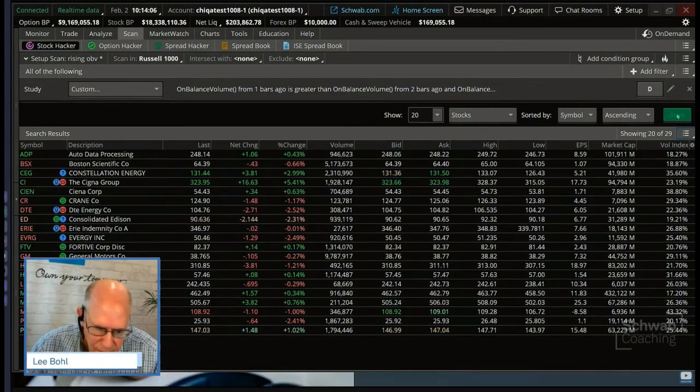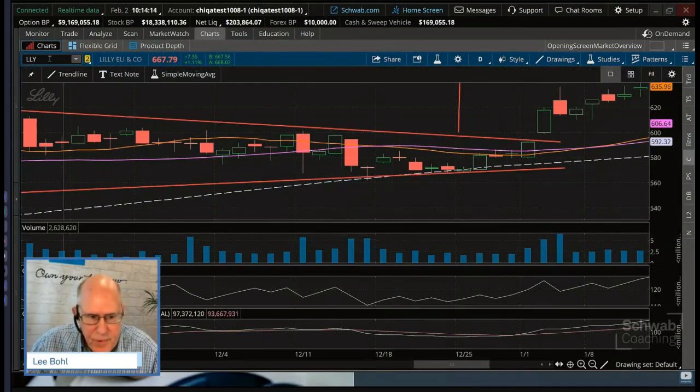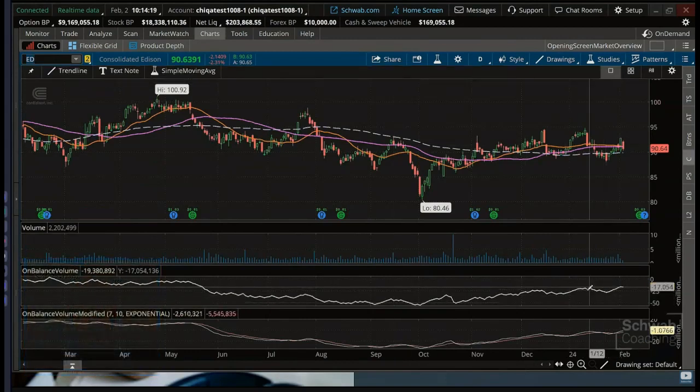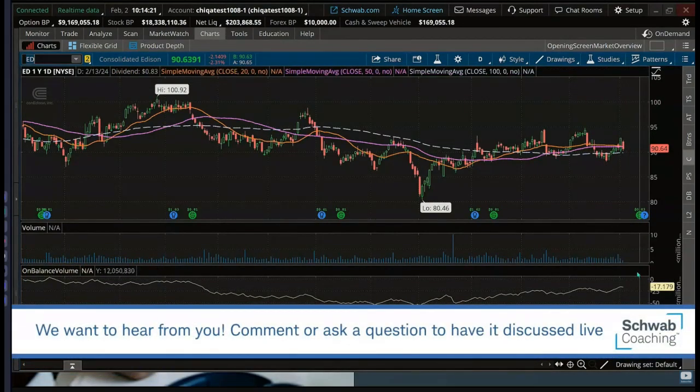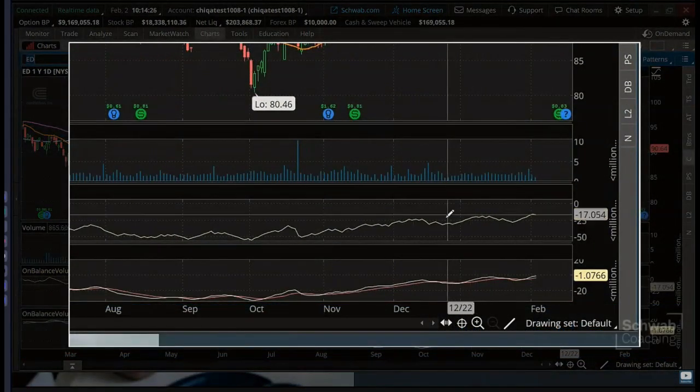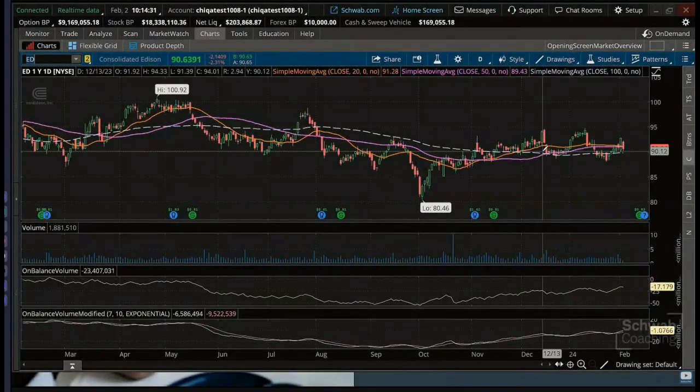We got some, right? So let's just look at some of these. Let's look at ED. Do we have a nice rising on-balance volume line? Yes. This is going sideways, but the on-balance line is rising in this range. For some traders, that could be a sign that you're building up buying pressure and it might increase the odds that fairly soon it might break out.